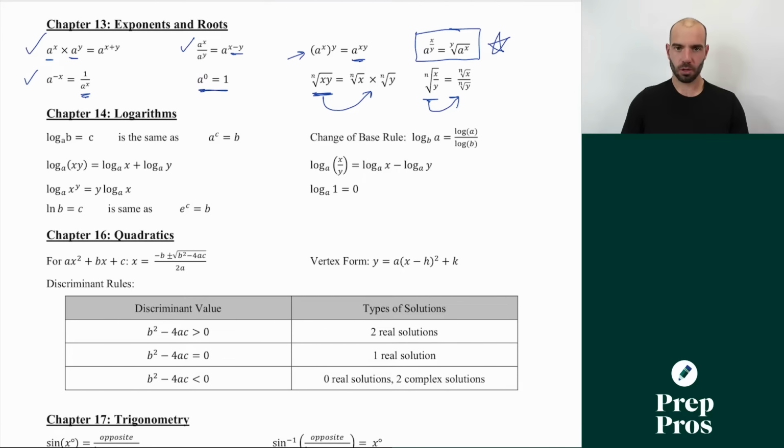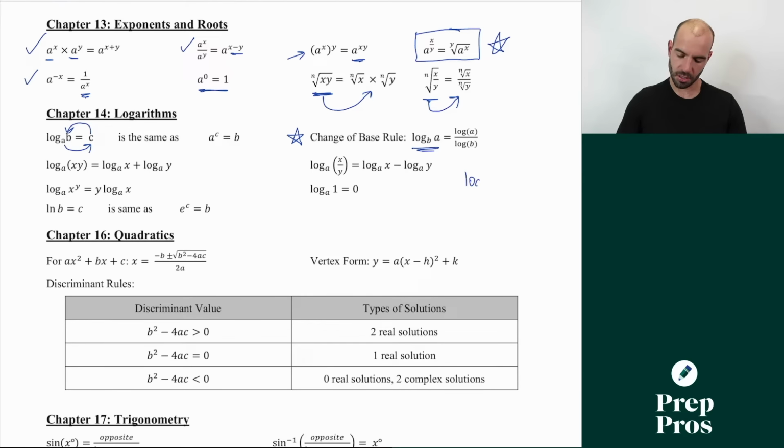All right, another important one to understand is logarithms. Now, this is a topic a lot of students have trouble with, but make sure you remember that log base a of b equals c is the same as basically going in a circle. So it's a to the c power is b. Another one that I want you all to memorize is this change of base rule. It makes it super easy. So log base b of a equals log a over log b.